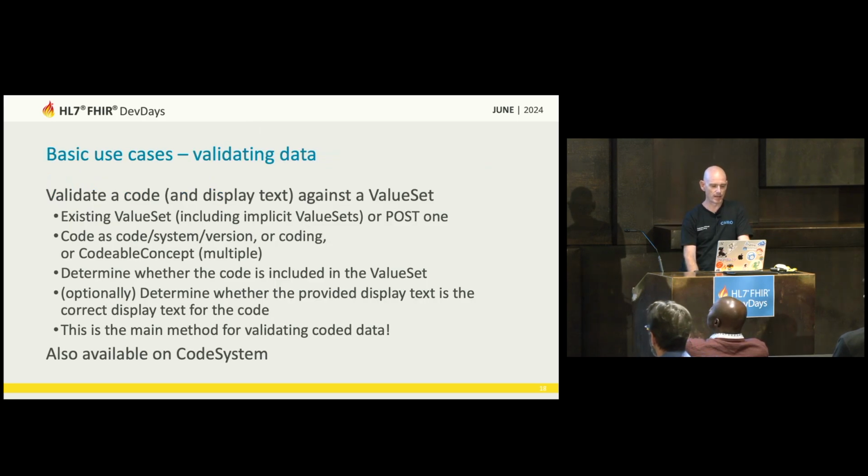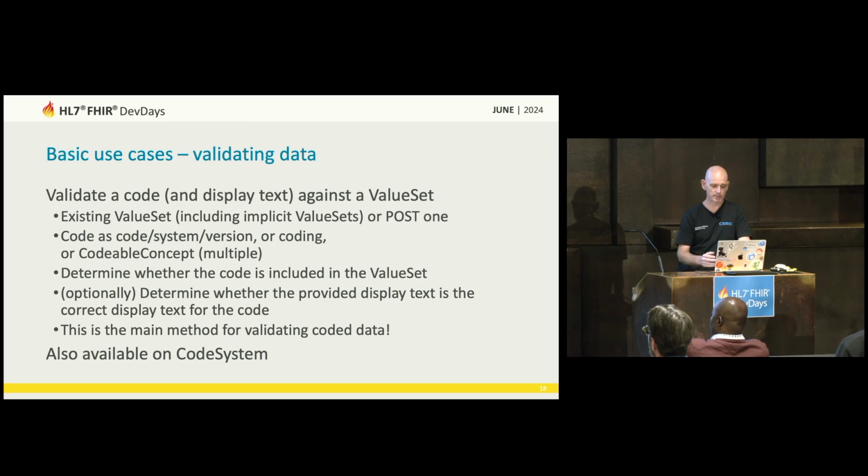So another use case, validating data, mentioning validate code. With validate code, you can use a code and optionally a display to validate against a value set or a code system. So it works at code system level as well. You can use an existing value set or an implicit one of those implicit URIs I mentioned before, or you can post a value set on the fly to the operation.